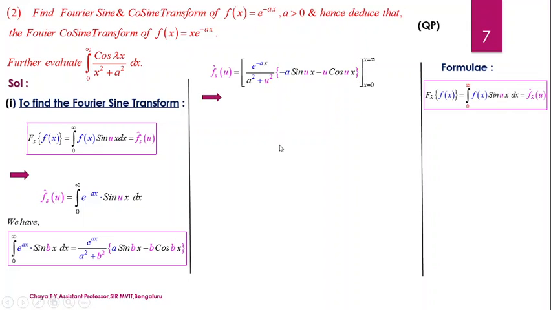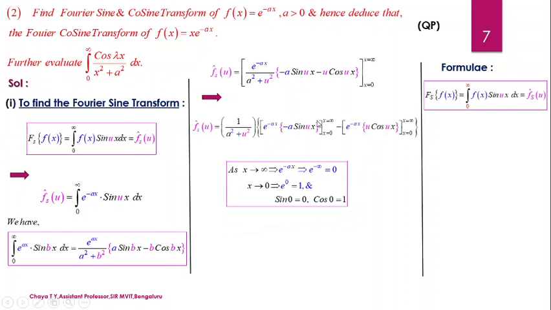Now I have to substitute for the variable x. So we are going to take common factor, the constant term 1 by a square plus u square outside. Then rewrite the expression. So when I rewrite the expression here, it is of the form 1 divided by a square plus u square times of e to the power minus ax into minus a sine ux minus of e to the power minus ax into u cos ux with the limits x varies from 0 to infinity. Now I am going to substitute the upper limit.